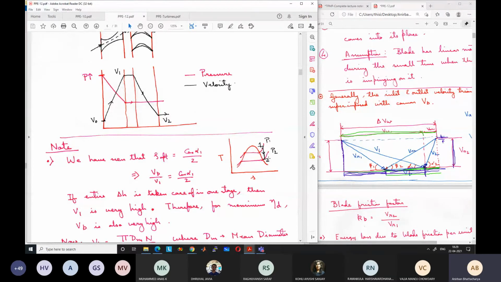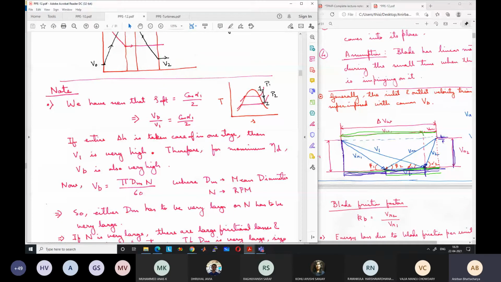So if we have a single set of nozzles, a single stage, the entire delta H is taken care of in a single stage. Then the V1 is very high. This V1 is not at this point. This V1 is at the outlet of the nozzle, and it is very high. Why? Because you are converting the entire enthalpy drop of the turbine. It's a turbine where we have designed that the change of enthalpy should be 600 kilojoule per kg.